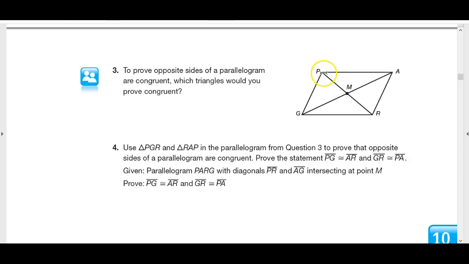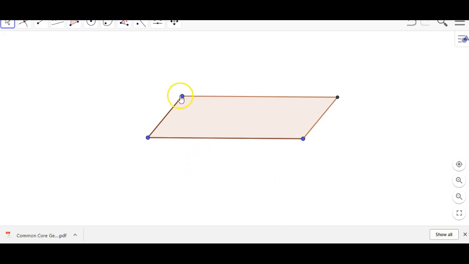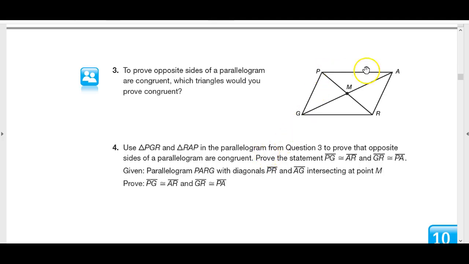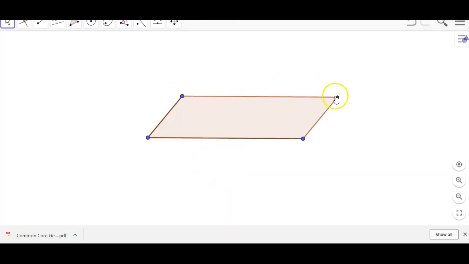So how do we do that? Well, I would use this PRG is congruent to RPA. Okay. And they want us to use PGR and RAP. That's fine. And we're going to prove the opposite sides of the parallelogram are congruent. Okay, so let's just do this. Watch. Pretending this is PARG. So I'm going to make a diagonal.